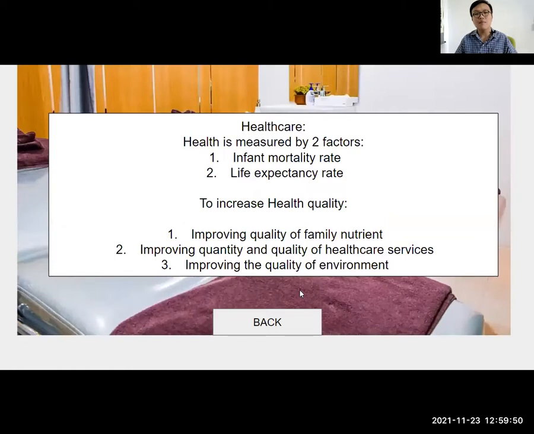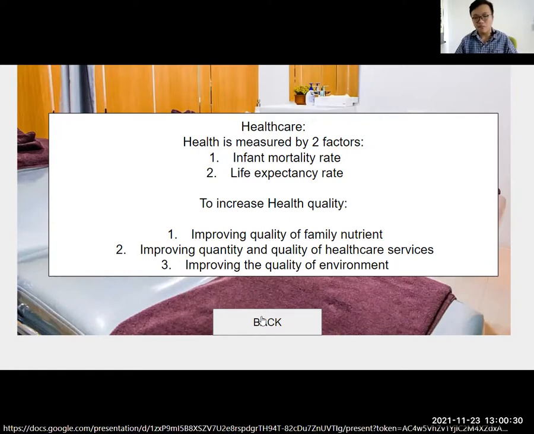Healthcare. Health is measured by 2 factors, infant mortality rate and life expectancy rate. To increase healthcare quality, firstly, you must improve the quality of family nutrition. So each family of Indonesia must eat properly and healthily. Secondly is to improve the quantity and quality of healthcare services. It needs to be distributed across Indonesia. And thirdly is improving the quality of the environment. For example, by reducing car emission and protecting the environment generally. And there are more solutions that we could implement to increase the healthcare quality.